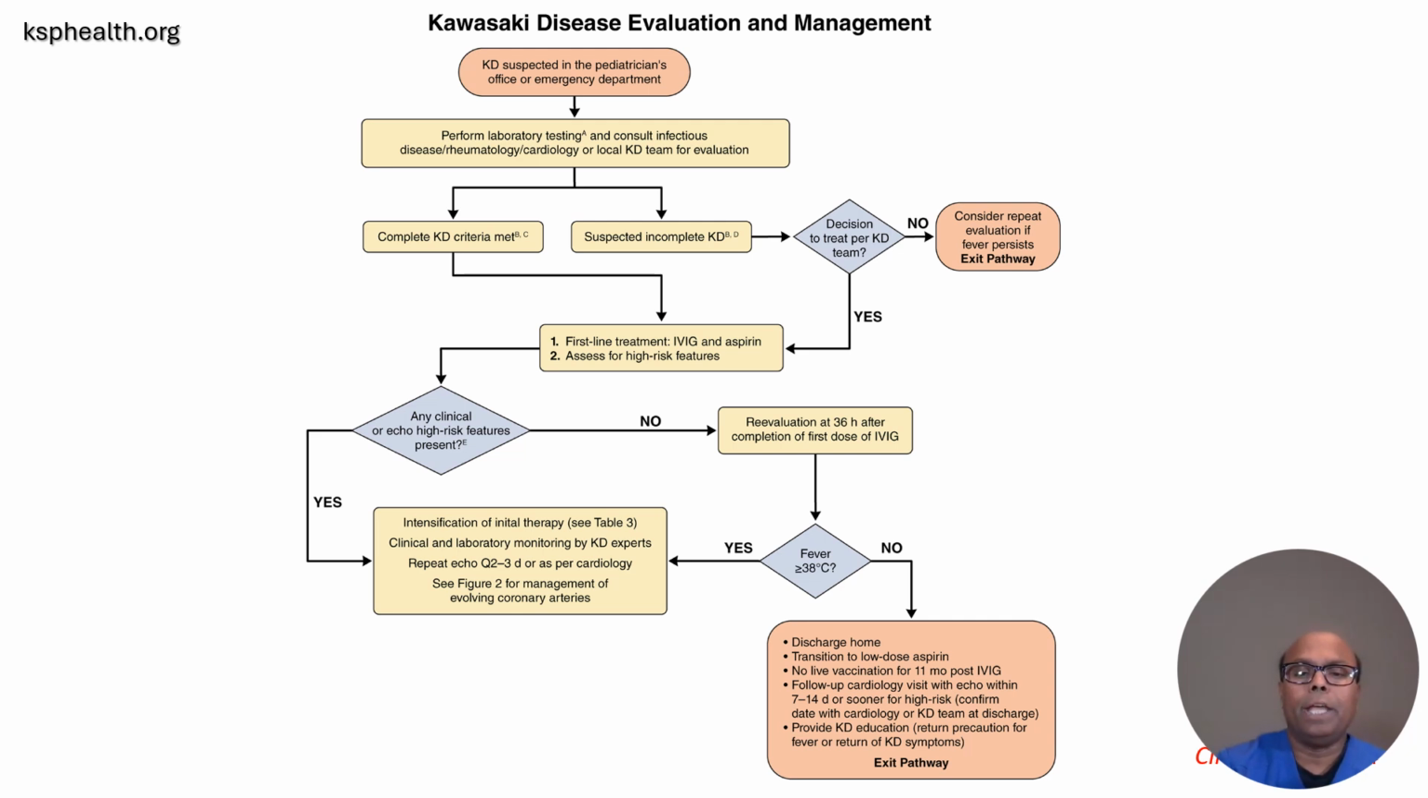On the other hand, if there are no high-risk criteria, reevaluate in 36 hours for fever. If there is a fever, again intensify the initial therapy and clinical lab monitoring, repeat echo in 2 to 3 days as per cardiology, and manage coronary aneurysms. If there is no fever, discharge home, transition to low-dose aspirin, no live vaccination for another 11 months, and follow up with cardiology within 7 to 14 days or sooner, especially in high-risk patients, and provide Kawasaki education and look for other symptoms.